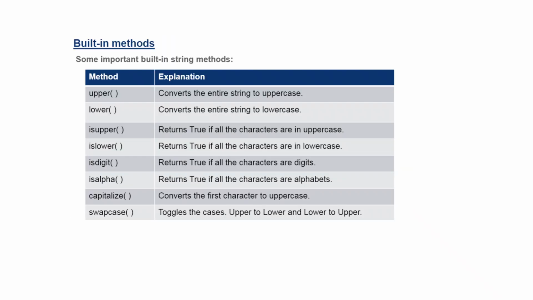Next, built-in methods. These are the important built-in methods. Upper, as we have seen in an example in previous slides, converts the entire string to uppercase. Lower converts the entire string to lowercase. Isupper returns true if all the characters are in uppercase. Even if any one letter in a string is lowercase, it prints false. Islower prints true only if all the letters of the string are in lowercase. Even if a single letter is uppercase, it prints false.